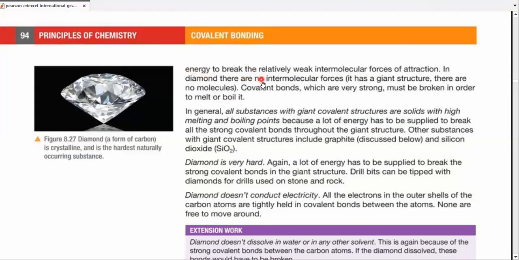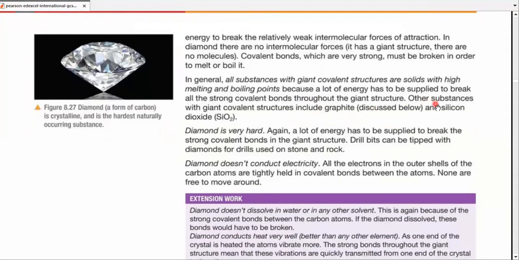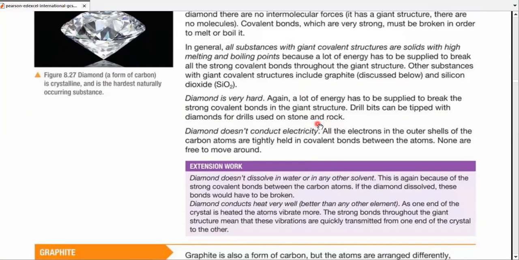Now we need a lot of energy to break the weak intermolecular forces of attraction. In diamond, there are no intermolecular forces. It has a giant structure. There are no molecules. So covalent bonds are very strong and must be broken in order to melt or boil it. Hence the high melting and boiling points. In general, all substances with giant covalent structures are solid with high melting and boiling points because of the large energy required. Other substances with giant covalent structures include graphite and silicon dioxide, SiO2, which are discussed below.